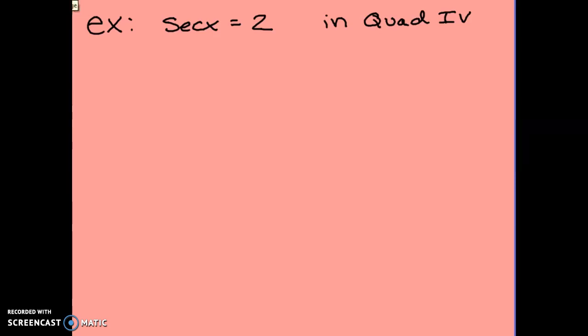Alright, let's do another one of these. So secant is 2, which means cosine is the reciprocal of that. It would have been 1/2. And we're in quadrant 4. So quadrant 1, 2, 3, 4 is here. That means cosine will be positive and the other ones will be negative.